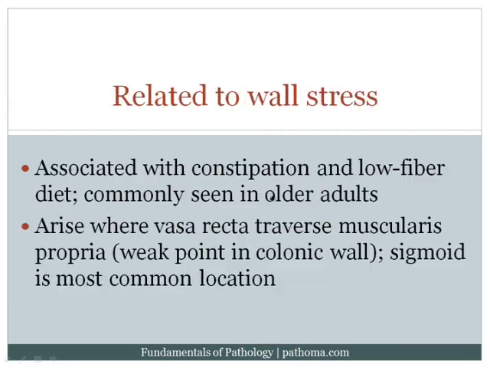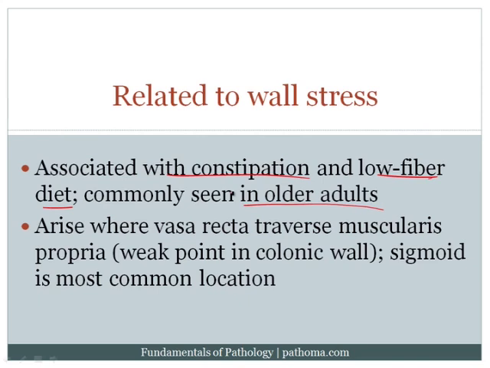Now the reason why patients get these is because it's related to wall stress. Anything that's going to increase wall stress is going to increase the risk of pushing the submucosa and the mucosa through the muscularis propria. So it's associated with constipation, a low-fiber diet, which again, both of these would result in straining, commonly seen in older adults. The more tension on the wall over time, the increased risk of developing colonic diverticula.